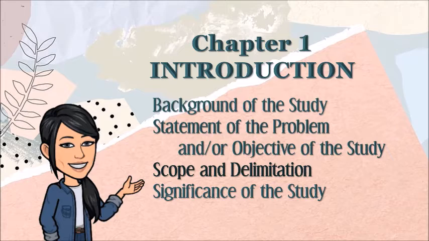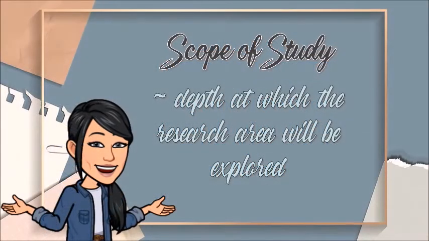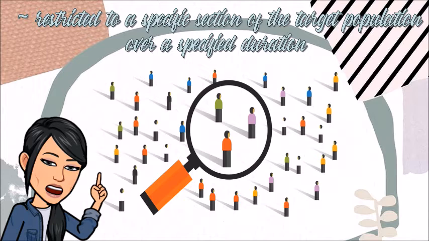The scope and delimitations in research define the topic and boundaries of the research problem to be investigated. The scope of a study refers to the depth at which the research area will be explored, including the parameters in which it will operate in relation to the population and time frame. It is, however, not feasible to cover all aspects of the selected subject, and so the scope will have to be restricted to a specific section of the target population over a specified duration.